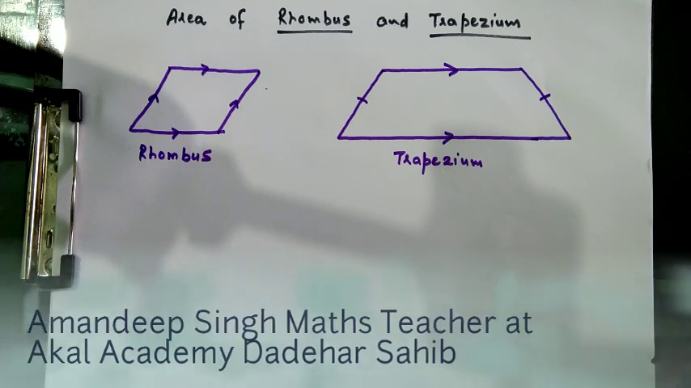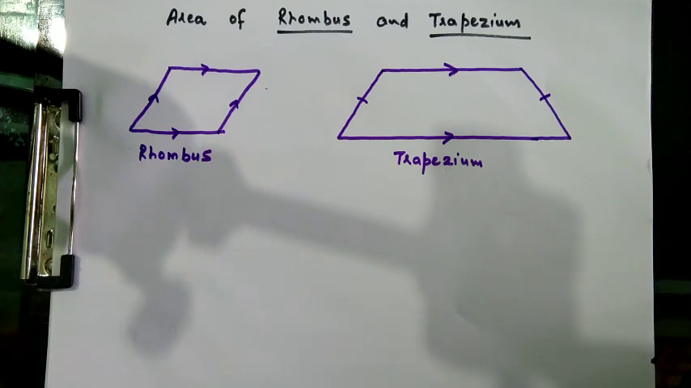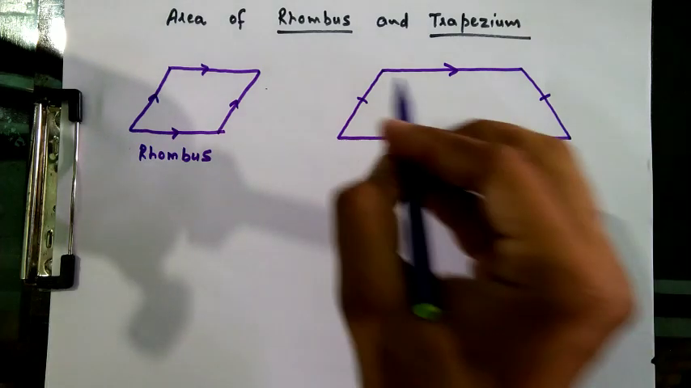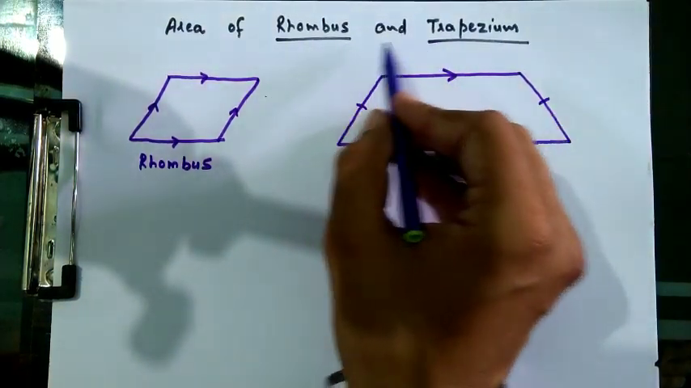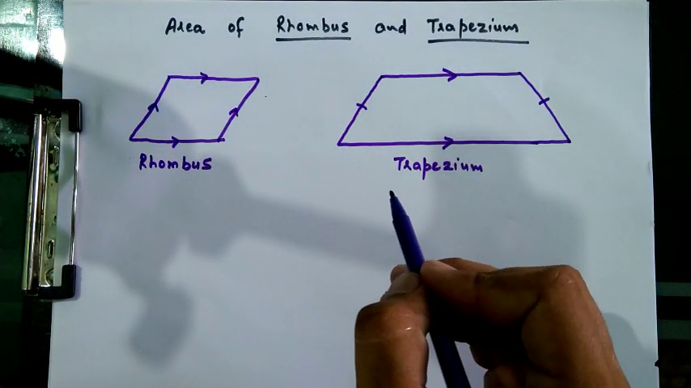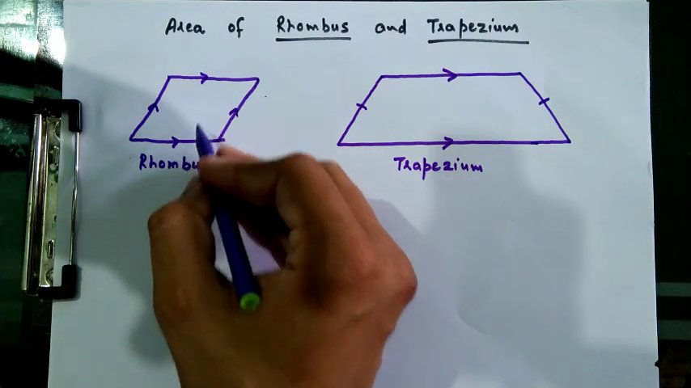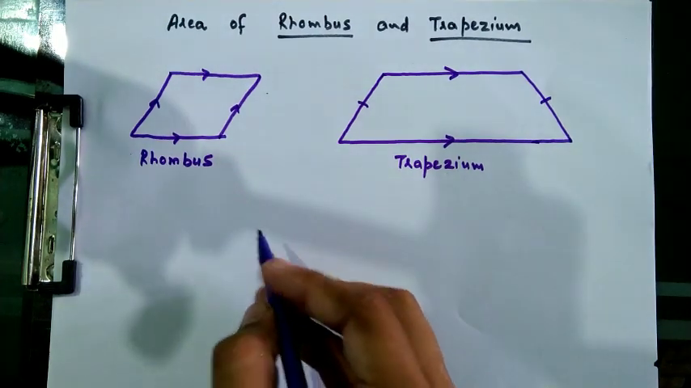So class, this video is about the area of rhombus and trapezium. In the previous video we discussed the area of triangles and the area of parallelograms, like a simple parallelogram, a rhombus and a square. So this video is specifically about rhombus and trapezium. As you know, these two are types of quadrilaterals. So let's start firstly with the rhombus.